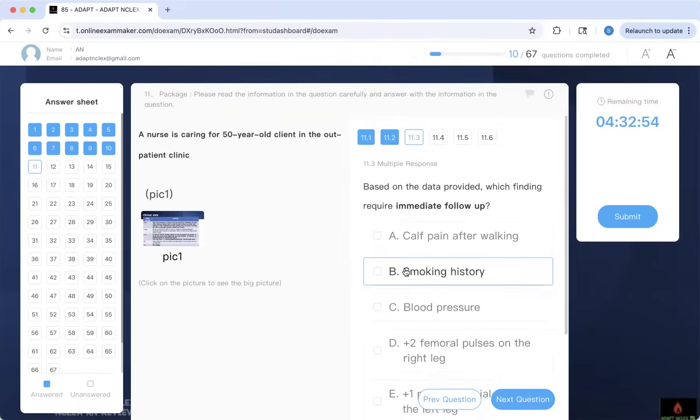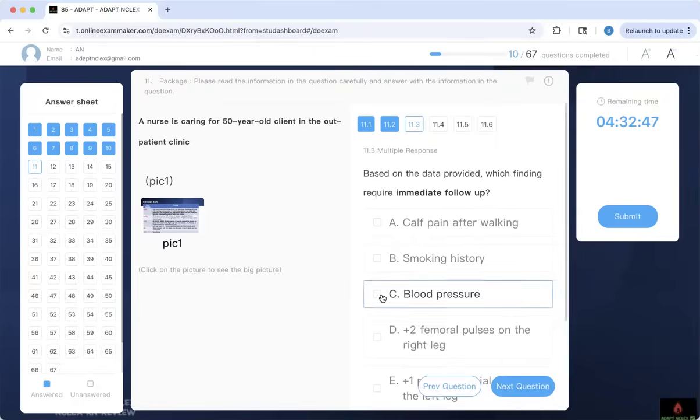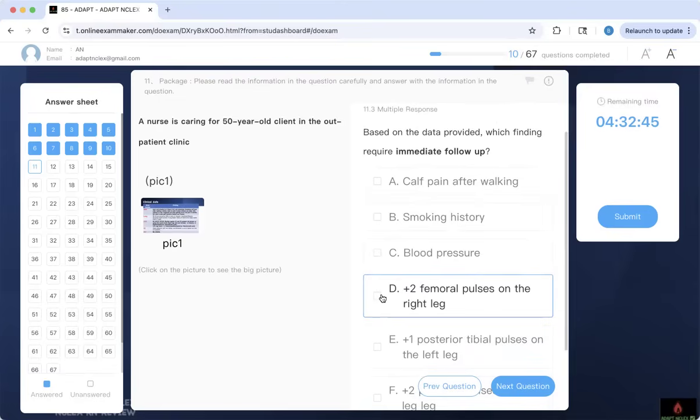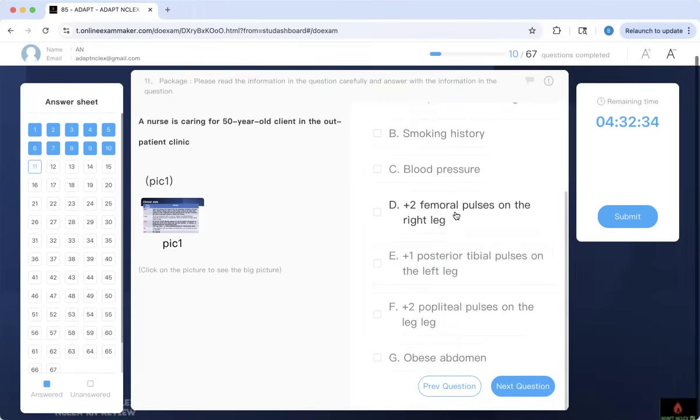Now, what do we have? Based on the data provided, which finding requires immediate follow-up? Which one? Well, we saw that calf pain after walking. Should you worry about it? Smoking history. Should you worry about it? Blood pressure. Should you worry about it? Femoral pulses are +2. Is that normal? Posterior tibial pulses are +1. Popliteal is +2. Obese.